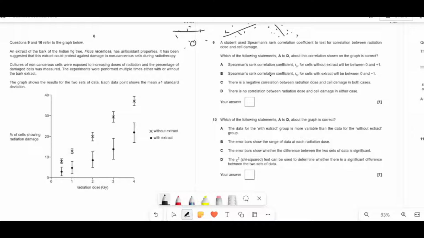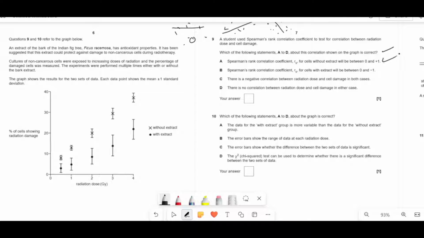So here, the Spearman rank correlation coefficient for cells without extract will be between 0 and +1. So without extract, it's going up as one goes up, so it's got to be that one. Wait, whoops. 0 and -1 means it's going to be going down. It's a negative result, so that's incorrect.